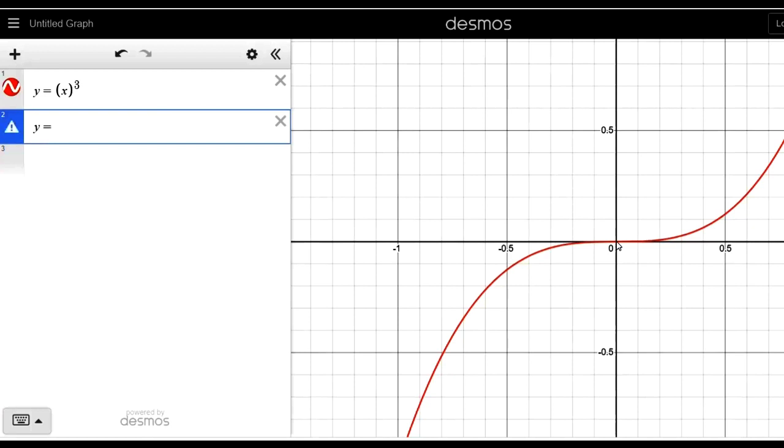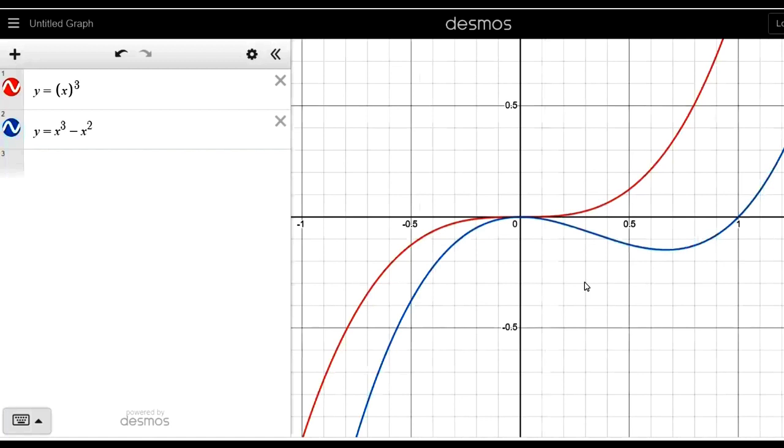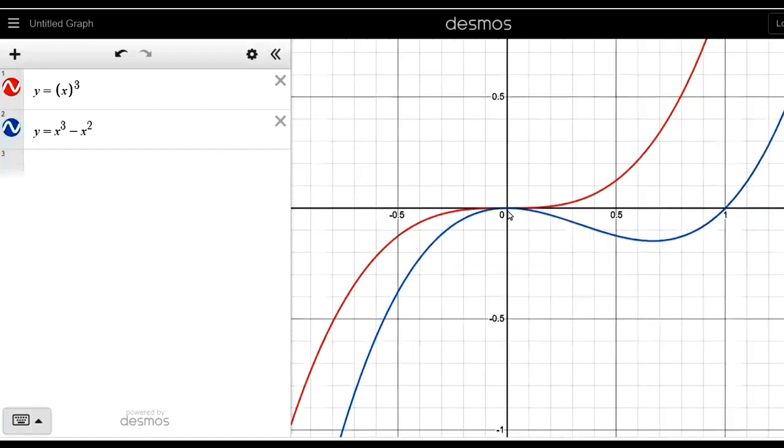Now let's get this one back in there. We're going to do x cubed minus x squared. And you can see now that this function has two x-intercepts. We're going to go through 0, 0, and then we're going to go through the point 1, 0. So we have two x-intercepts. We still have just one y-intercept at the point 0, 0. And then like before, we have our local maximum and our local minimum here.